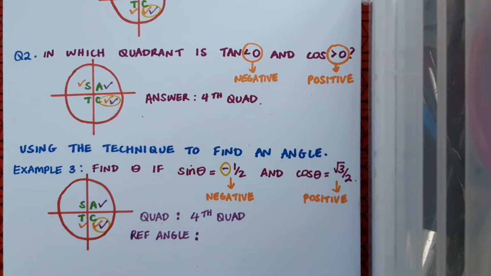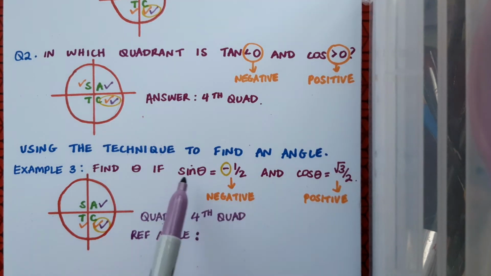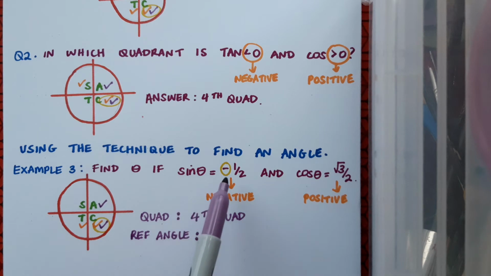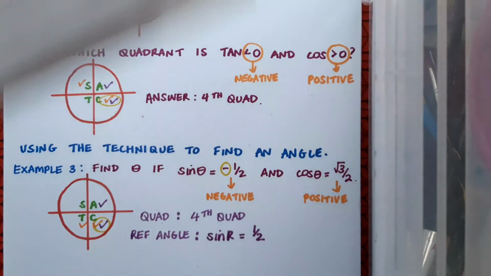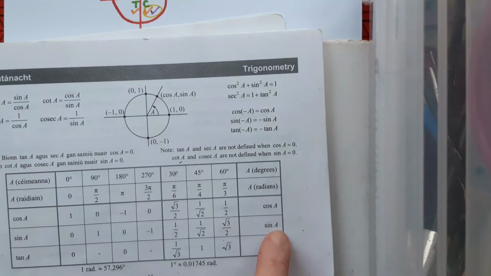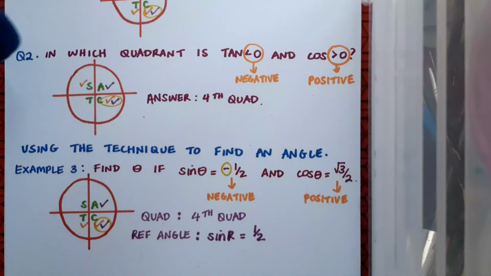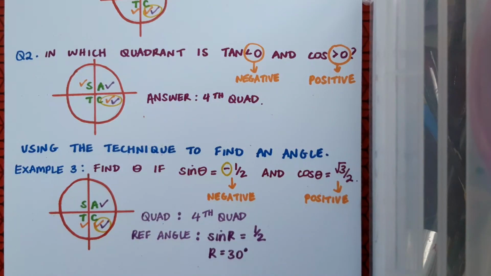So for this, I look at my ratio. In this case, I'm looking at sine theta. And I say that this particular angle has the same sine, ignoring the sign, as an angle in the first quadrant. So I'm going to say that that's the reference angle. So I'm going to say sine r equals 1/2, ignoring the negative part. I'm then going to use this to work out the reference angle, and I can do that with my log tables. If I go to my log tables, I can see that sine is 1/2 at 30 degrees. So my reference angle is 30 degrees.